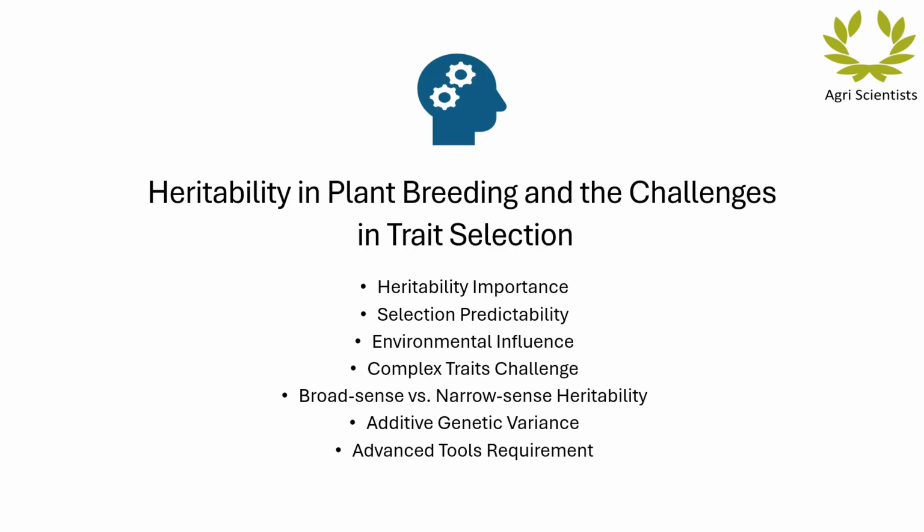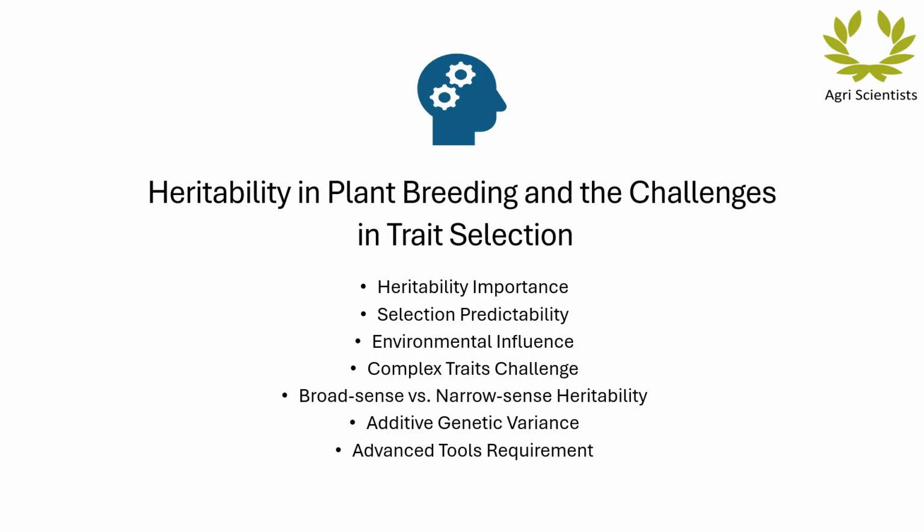Heritability is a key concept in plant breeding, reflecting the proportion of phenotypic variation in a trait that is due to genetic factors rather than environmental influences. High heritability indicates that a trait is largely controlled by genetic factors, making it more reliably passed on to the next generation, which is ideal for selection and breeding programs.